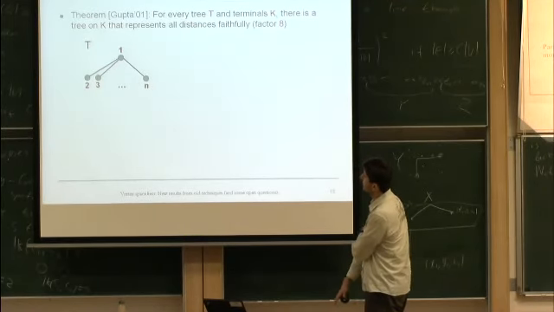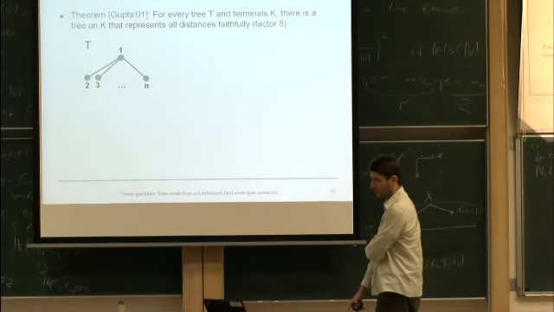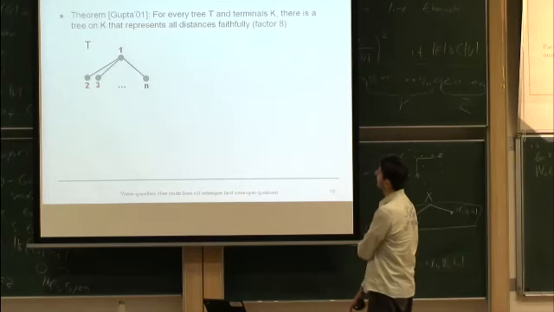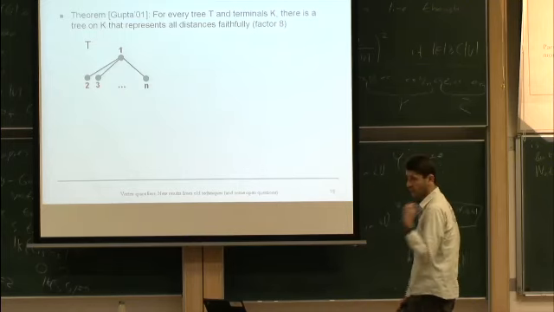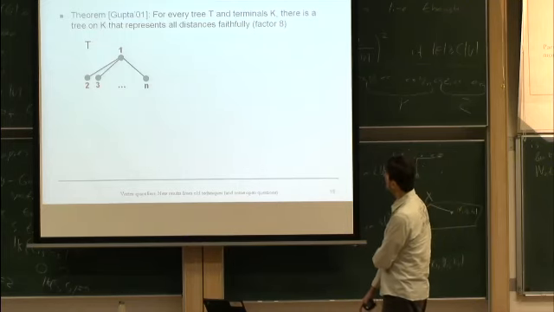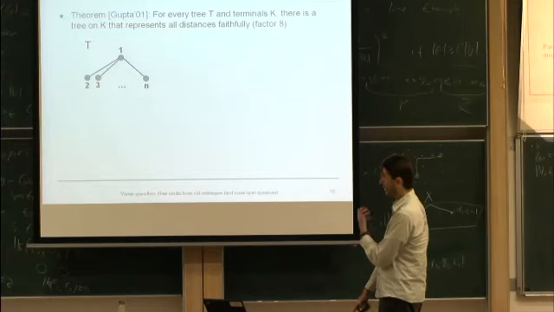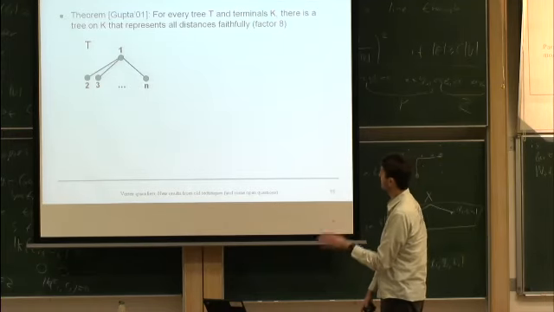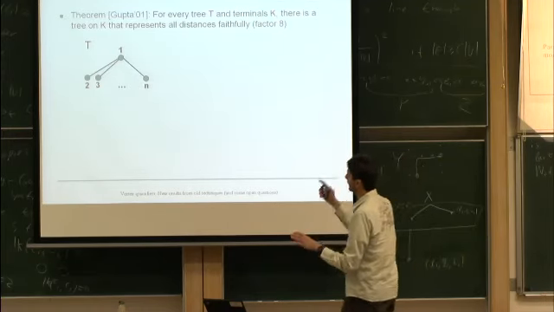Here is a theorem, a simpler version, that was proved by Gupta. That's the one I mentioned before. For every tree T and a subset of the vertices K, which we call terminals, there is a tree just on the K vertices that represents all the distances up to a factor of 8.